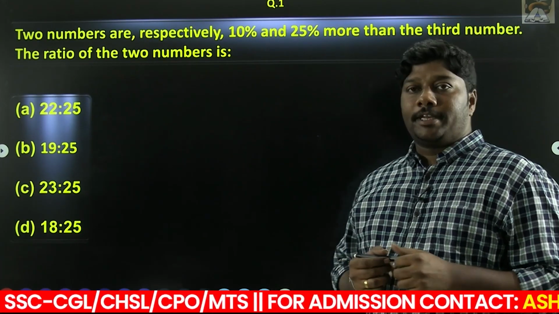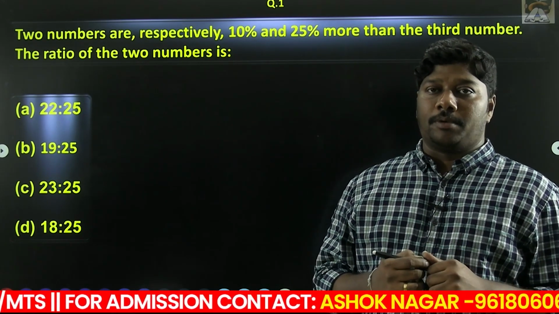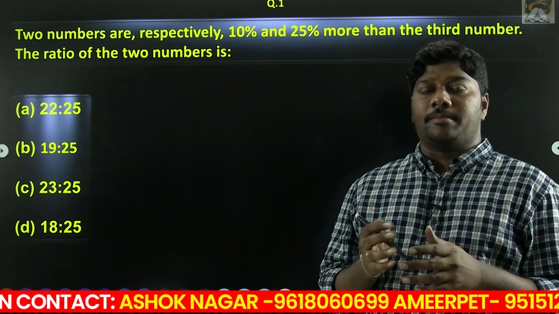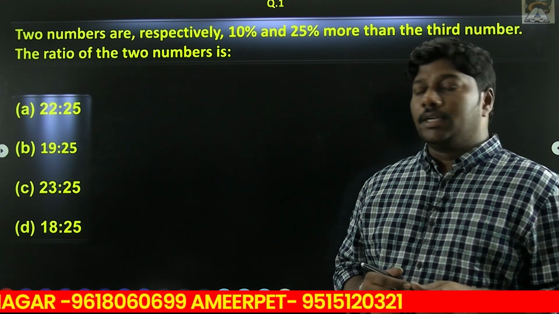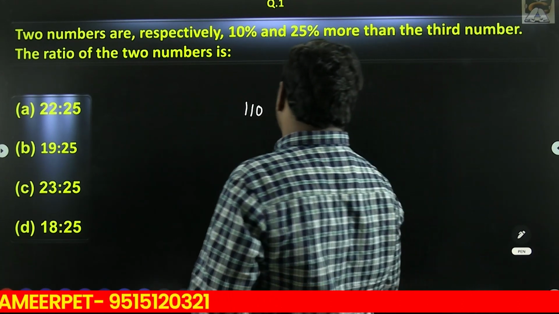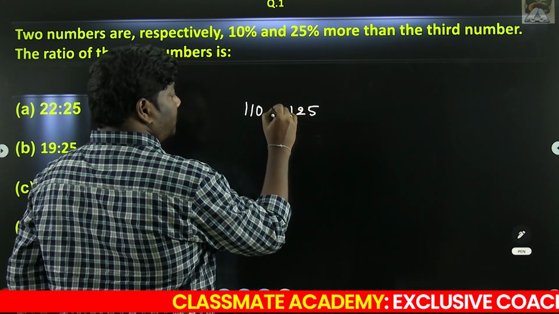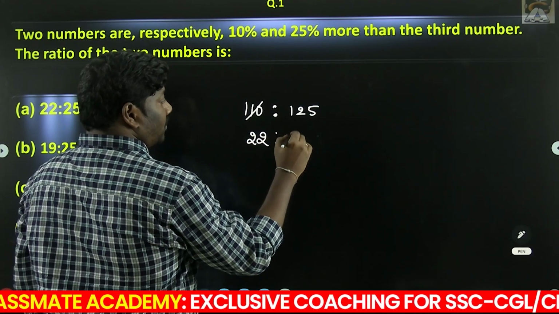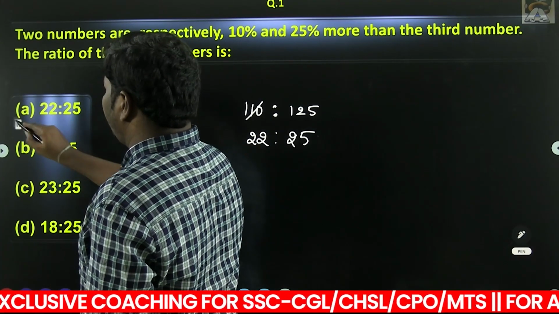Two numbers are respectively 10% and 25% more than the third number. Therefore, he's asking you the ratio of the two numbers. Let the third number be 100. Therefore, the first number is 110 and the second number is 125, because they are 10% and 25% more than the third number. And the ratio is 110:125. Therefore, the answer is 22:25.